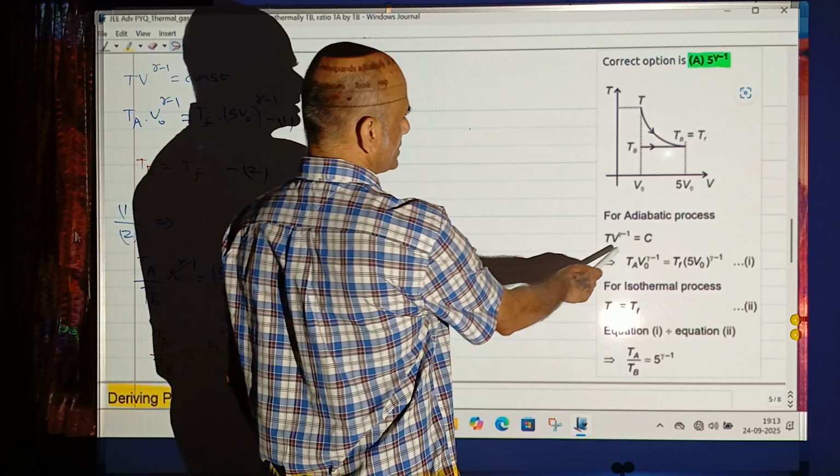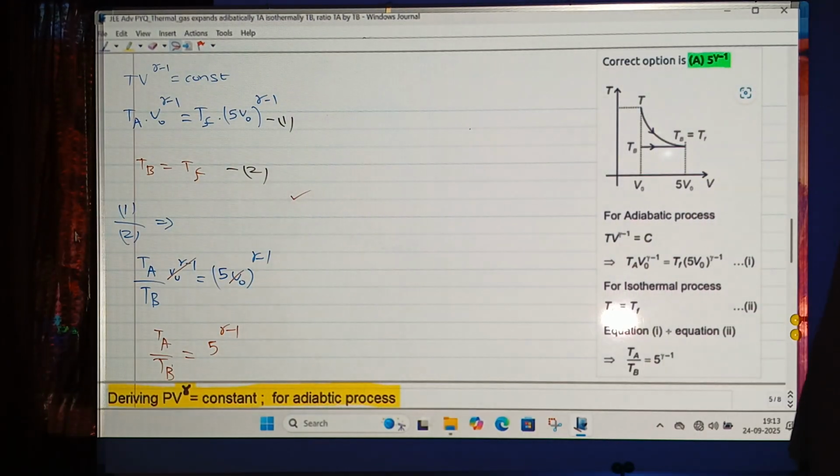So for adiabatic process, T into V raised to the power gamma minus 1 is constant. So applying that between the two states which are given in the question: Ta into V0 raised to the power gamma minus 1. Initial temperature is Ta, initial volume is V0, final temperature is Tf, and final volume is 5V0. So this is for the adiabatic process. And for the same gas in the isothermal process, the temperature goes from Tb to Tf. So since it is isothermal, the temperature should be the same. So Tb and Tf are the same. So here itself we can put Tf as Tb and take this here. That will give Ta by Tb as 5 raised to the power gamma minus 1. So option A is the correct answer.